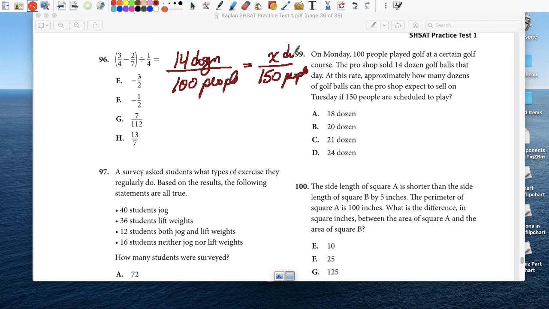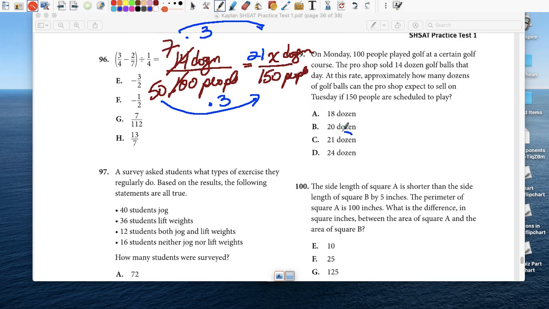So here, we can set up that proportion. We can cross multiply. Can we find a relationship? Can we make this easier? Yes, we can. You know what we can do? That 14 can become a 7, and that 100 can be a 50. We can simplify that ratio to 7 over 50, and it becomes much easier, right? Can you find the relationships? 50 times what is 150? It's times 3. And 7, we can multiply that by 3 again, so we get 21 dozen. Okay?